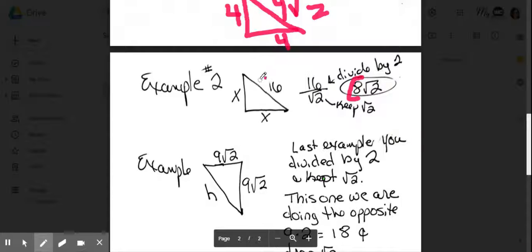So in order to find our leg, if it gives us a whole number, take your whole number, divide it by 2, which in this case would be 8, and then you keep your square root of 2. So our new triangle would look like this. Your hypotenuse, that's a terrible right triangle, your hypotenuse is 16, both of your legs are going to be 8 square root of 2.